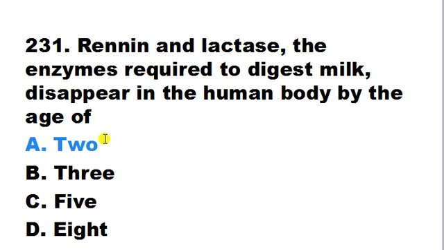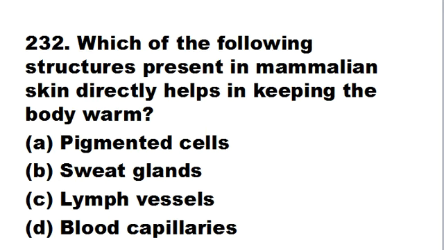Which of the following structures present in mammalian skin directly helps in keeping the body warm? A. Pigmented cell, B. Sweat glands, C. Lymph vessels, D. Blood capillaries. Its correct answer is C. That means lymph vessels are the structure present in mammalian skin that helps in keeping the body warm. They are present along the blood vessels. So lymph vessels are basically involved in keeping your skin and body warm.